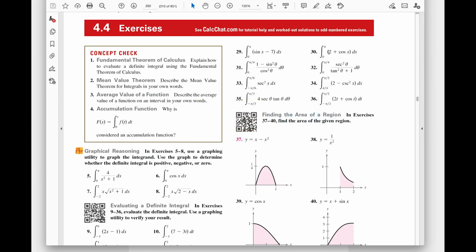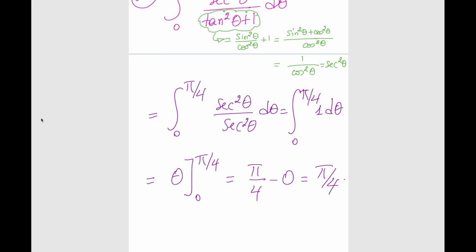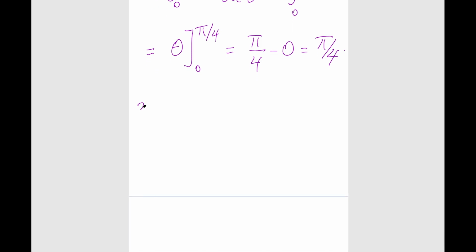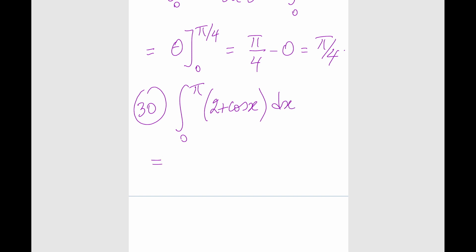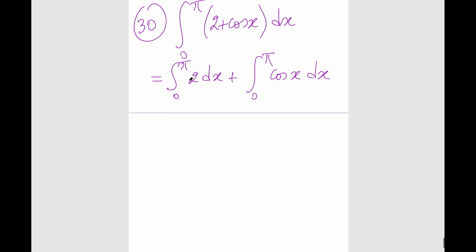Let's do 30. So we're integrating 2 plus cosine x between 0 and pi. Okay, well, this is the same as the integral from 0 to pi of 2 dx plus the integral from 0 to pi of cosine x dx. And what's a primitive of 2? The variable should be x, so it's 2x, right? And taken between 0 and pi, plus what's a primitive of cosine? It's sine of x between 0 and pi.